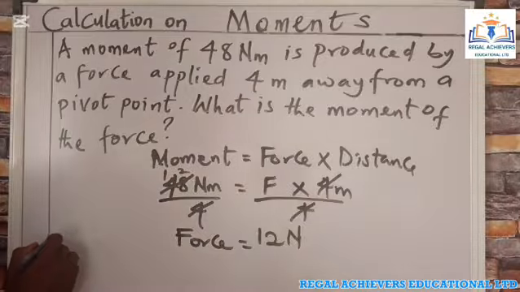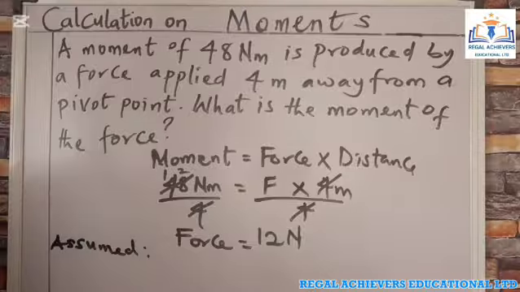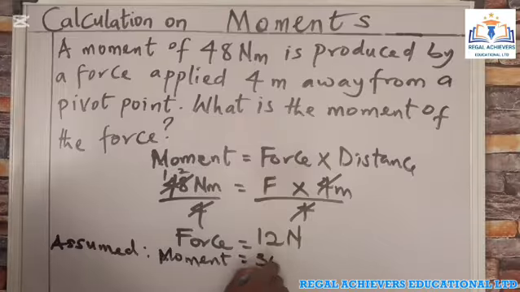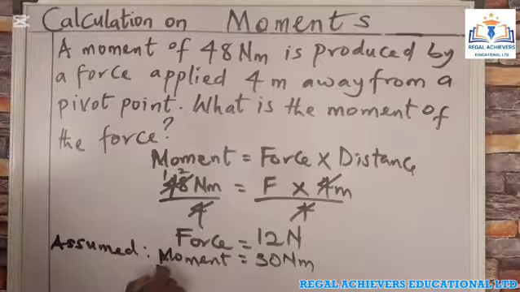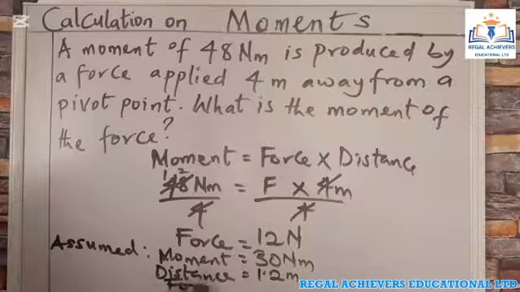Assume moment to be equal to 30 Newton meters. Distance equals 1.2 meters. Calculate the force applied.